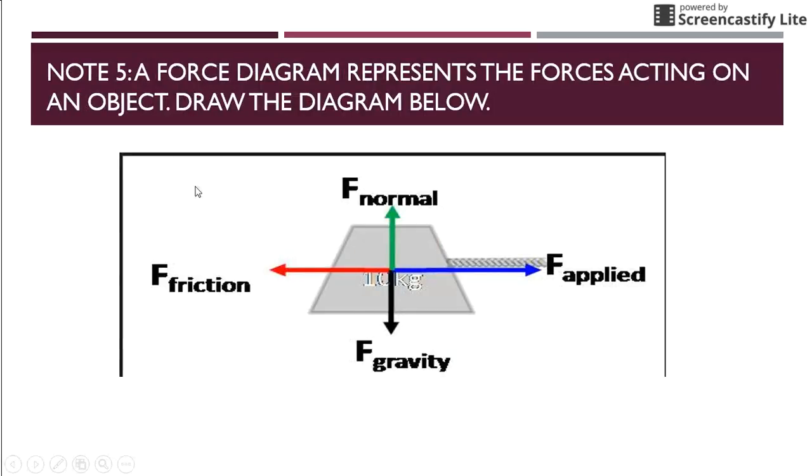And note number 5. A force diagram represents the forces acting on an object. We have to draw the diagram below. So I want you to draw the box, and I want you to draw that gravity is pulling down. My normal force is pushing up. If I'm putting an applied force to the right, my applied force arrow goes to the right. And I know that friction opposes my applied force, so it always goes in the opposite direction.